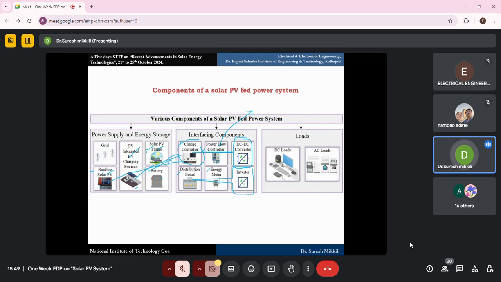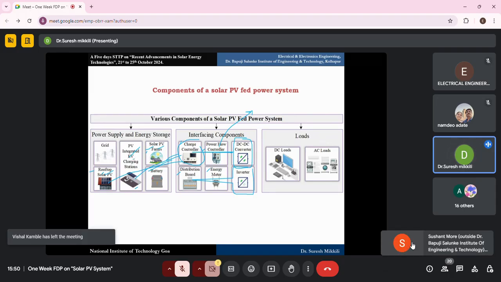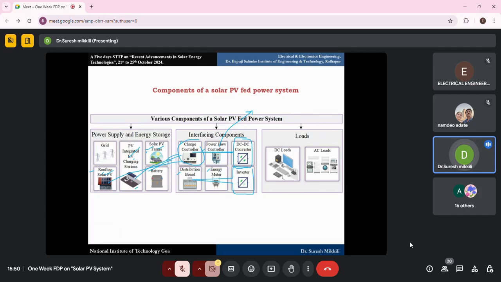Second one is rooftop PV system, a small amount of power we are generating, which is sufficient for household purposes. Third one is EV-PV charging station. How much is sufficient for EV-PV charging integration, or how much is required for EV charging? If excess power is there, it can be given to the grid or stored in the batteries.